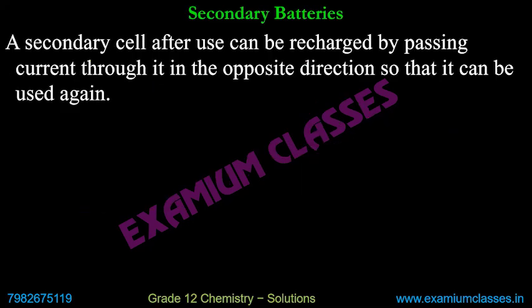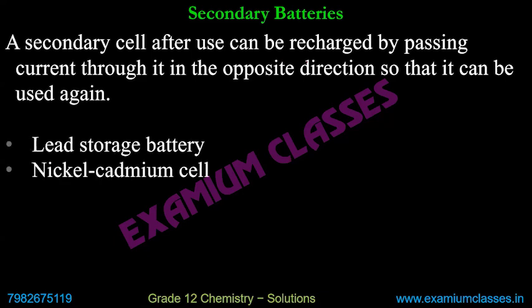Secondary batteries means these can be recharged. They get exhausted, can be recharged and used again. Two types we will be talking about: lead storage batteries and nickel cadmium cells. Nickel cadmium cells are again of AA size and AAA size. So pencil cells we normally get, or torch cells, are chargeable also. So chargeable ones are nickel cadmium cells. The use and throw type are Leclanche cell or dry cell.